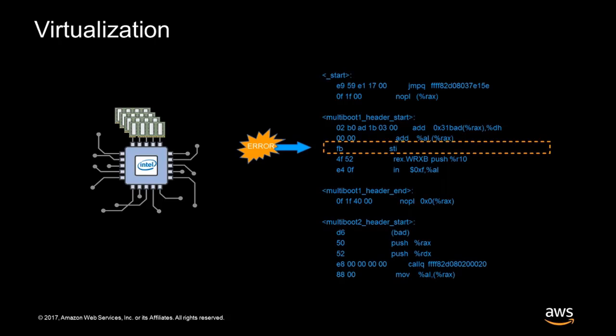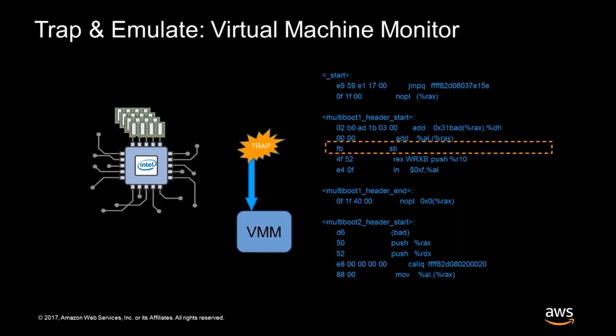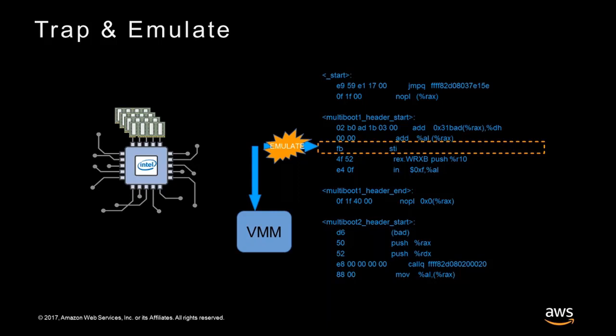So we hit our instruction that traps, it causes an error, and so then what happens? Well, execution is now transferred to a special component of the system called the virtual machine monitor. And this is really the heart of the virtualization system. The way the VMM responds to the trap is by emulating the instruction. So for instance, in this case, the STI instruction's job is to change a specific flag in a register. That's all it does. And what the VMM does is it emulates that behavior and then returns control back to the underlying processor.